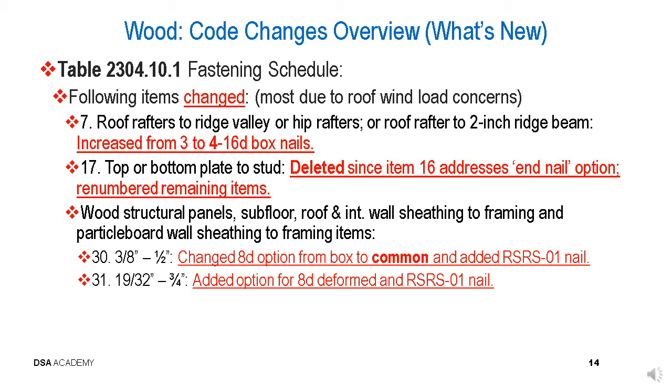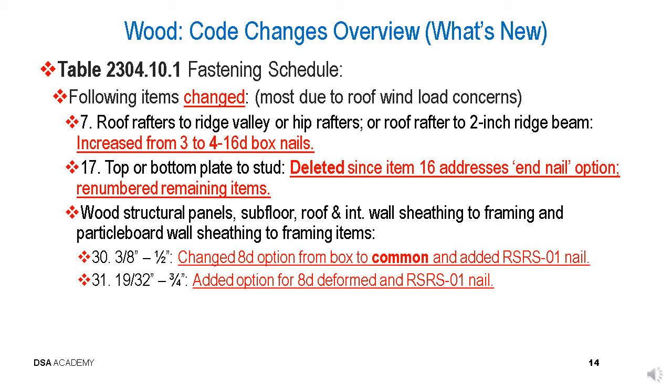For structural panels, item 30 and 31, item 30 changed the 8D option from box to common and added an RS-RS-01 nail. Item 31 added an option for AD deformed and the RS-RS-01 nail. As far as the ring shank nails that were added to the NDS, for the roof sheathing, they have 5 different roof sheathing nails. They range in diameter from an 8D common down to 6D common, and have slightly different lengths and head sizes than a standard 8D nail.